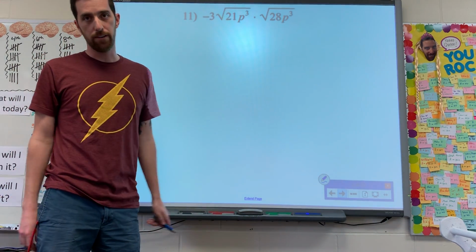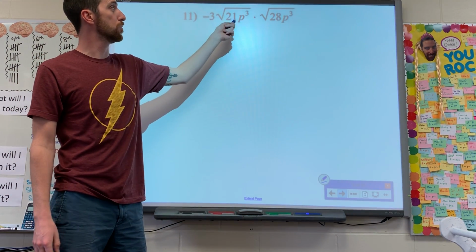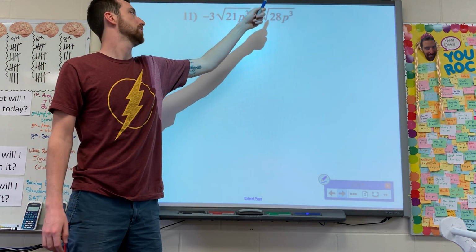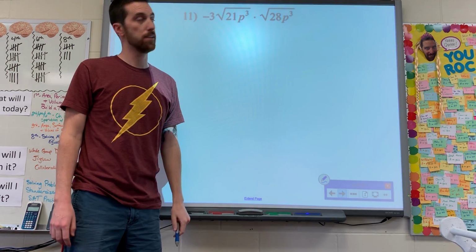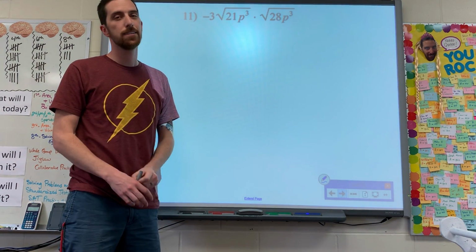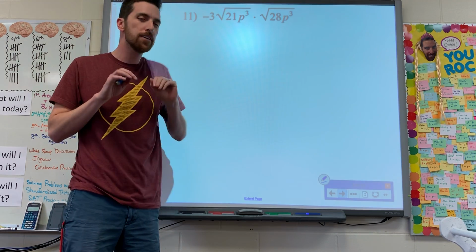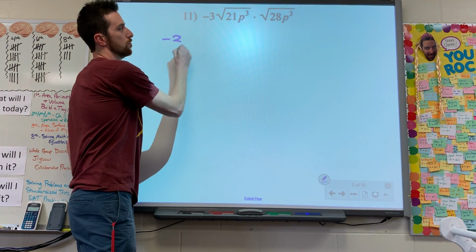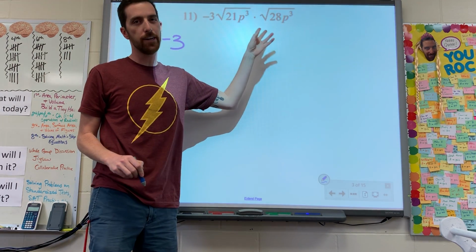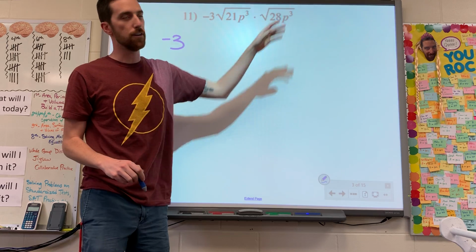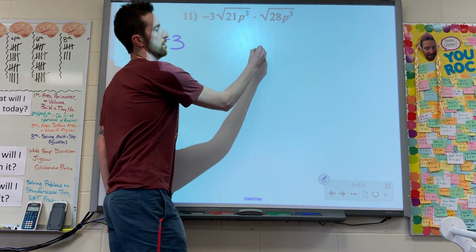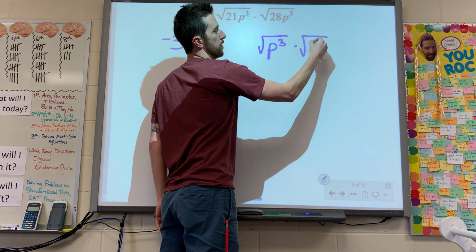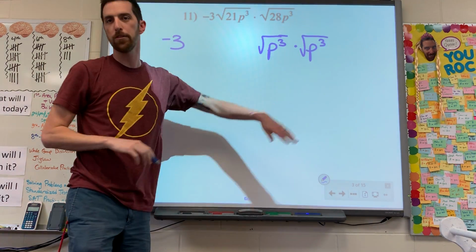Go to number 11. Negative 3 root 21 p to the 3rd times root 28 p to the 3rd. Okay. Let's kind of break this up a little different. Let's get crazy here. Okay. So negative 3, we'll leave it over there. Now be thinking in your head, let's leave the p to the 3rds off to the side. We got a p to the 3rd and another p to the 3rd. That's all the p's over there.